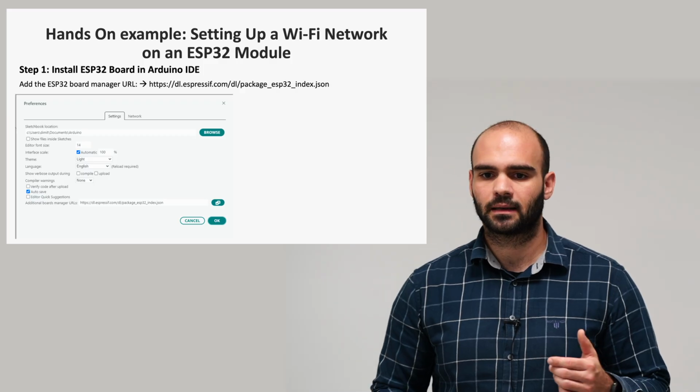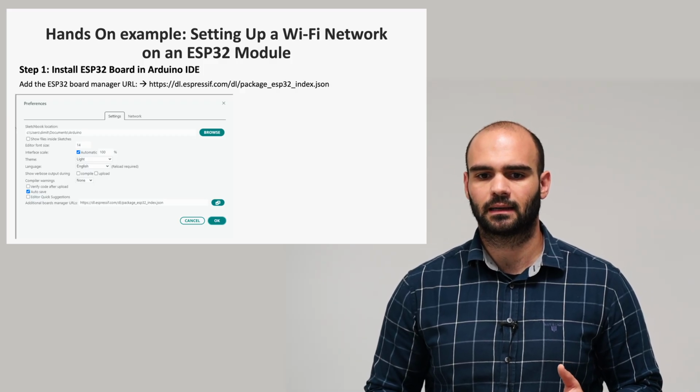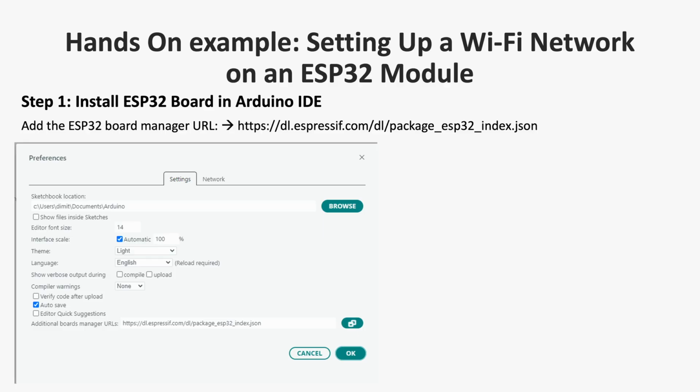Next, we will add the ESP32 board manager so Arduino can download the correct files. In the Arduino IDE, go to File, Preferences. At the bottom of the window, you will find the field labeled Additional Board Manager URLs. Copy and paste the displayed link. Then click OK. This tells the IDE where to find the ESP32 board for installation in the next step.